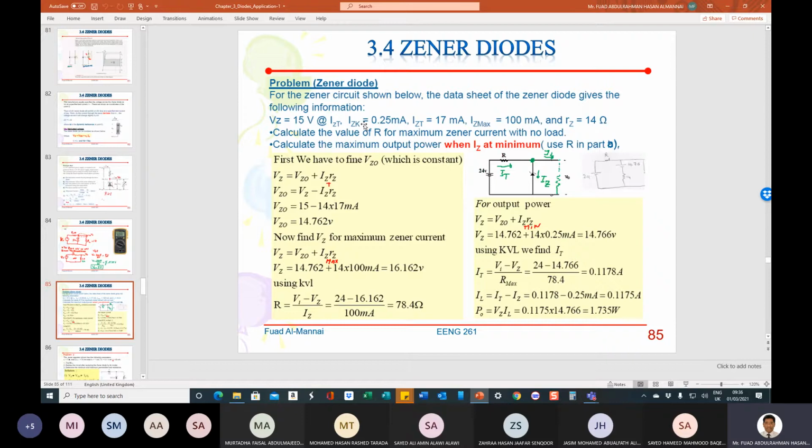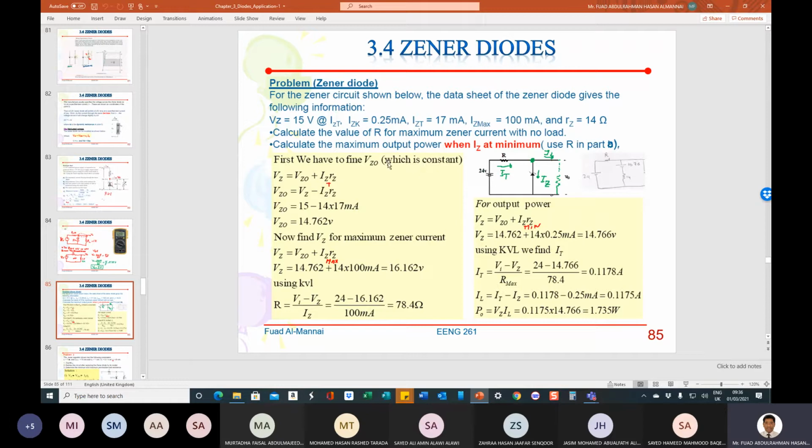What he wants us to do is calculate the value of R for maximum Zener current with no load. So he didn't put any load. He just wants to calculate the maximum R, this R here. The first thing you have to do, everybody listening, is take the Zener diode out and replace it by its equivalent circuit, which contains VZO in series with RZ. Everybody see that?